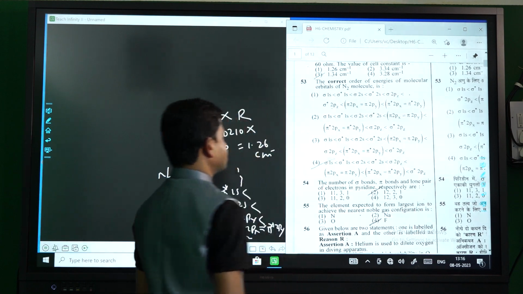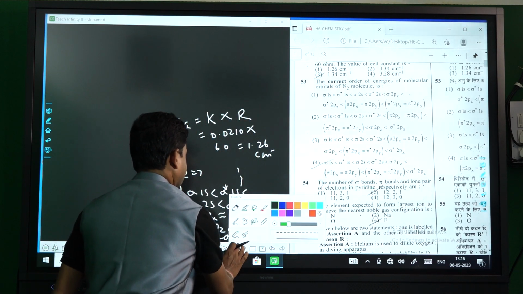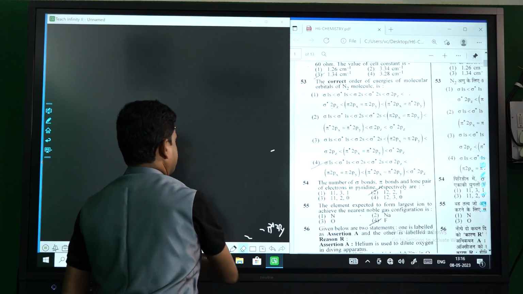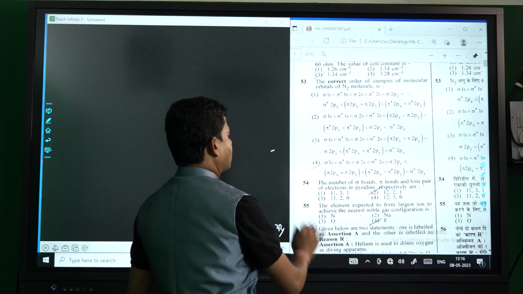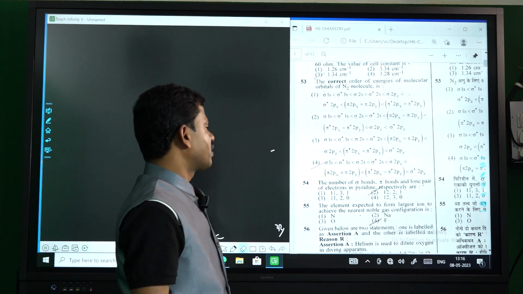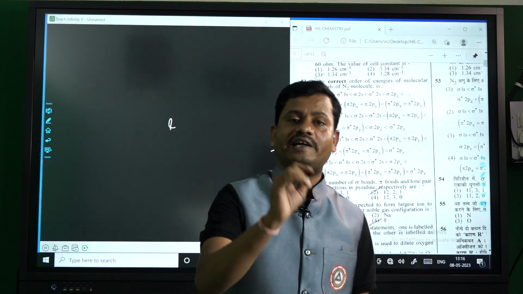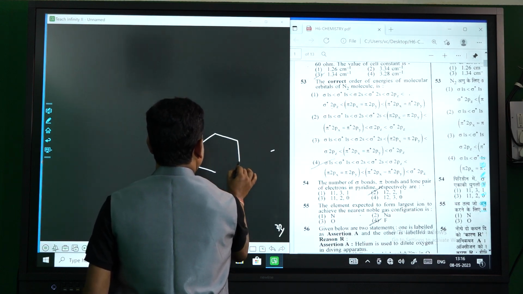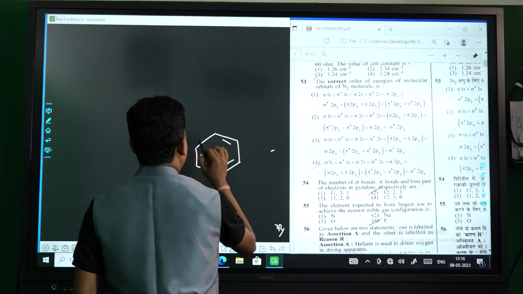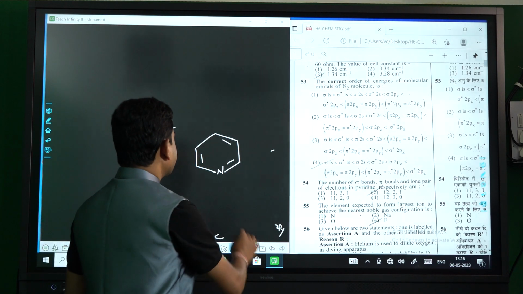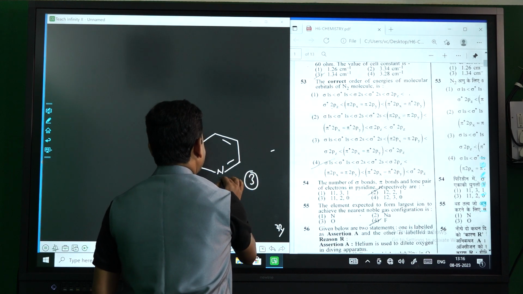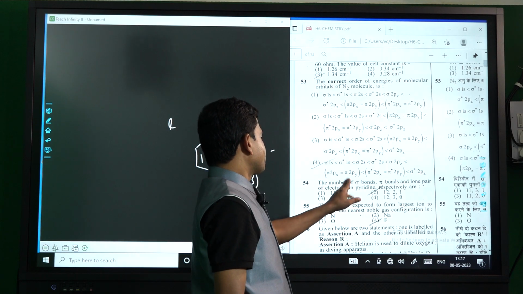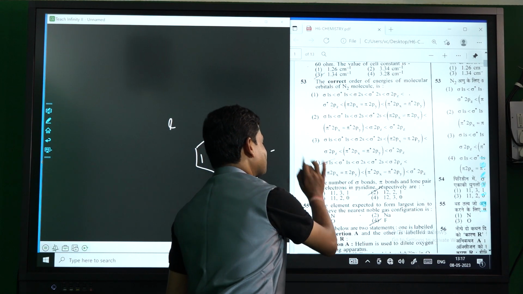Then come to question number 54. The number of sigma bonds, pi bonds and lone pairs of electrons present in pyridine. Dear students, pyridine is an aromatic species. Its structure is like this. Here is nitrogen, and the pi bonds are alternately arranged. So the number of pi bonds is 3 and the number of lone pairs equals 1. So pi bonds 3, lone pair 1, only one option is correct.